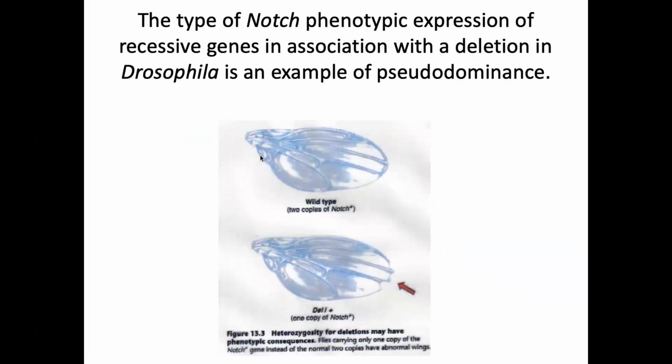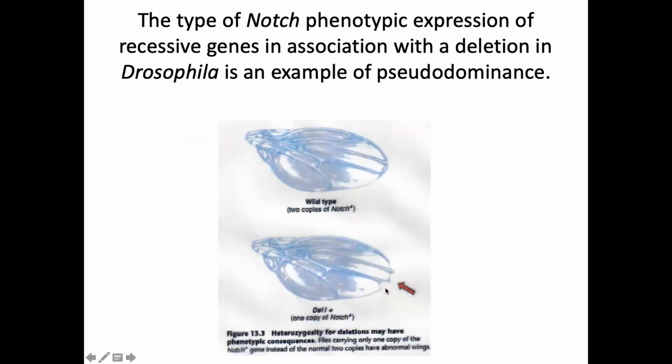However, if you're heterozygous, so that you have one normal chromosome that carries the Notch gene, and the second homologous partner to that chromosome is deleted for the Notch gene, what results phenotypically? Well, the wing is abnormal. Because of abnormal development, a little notch is formed at the base of the wing, or back at the back end of the wing.